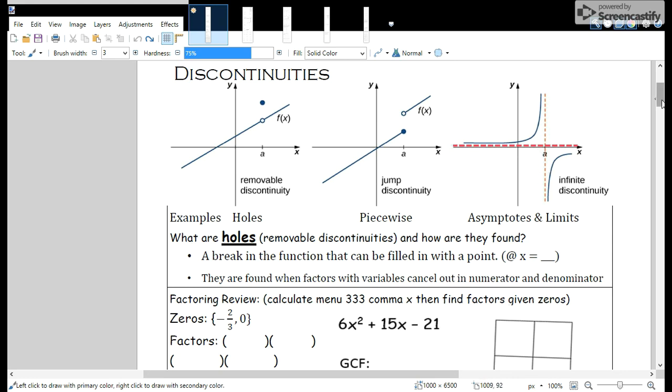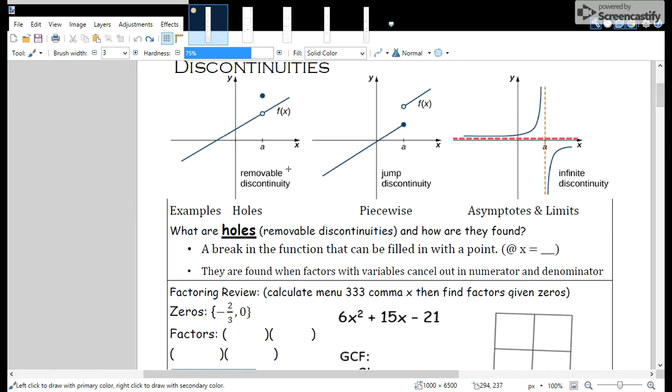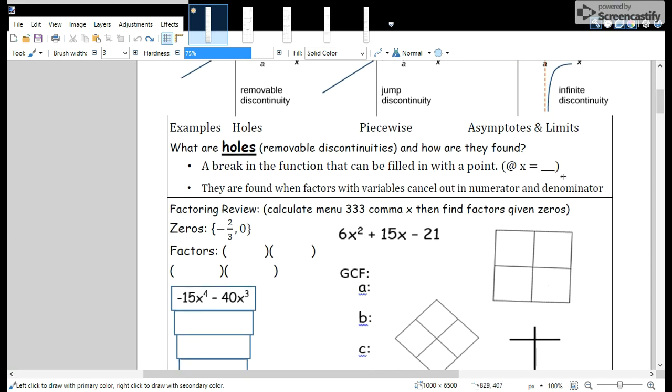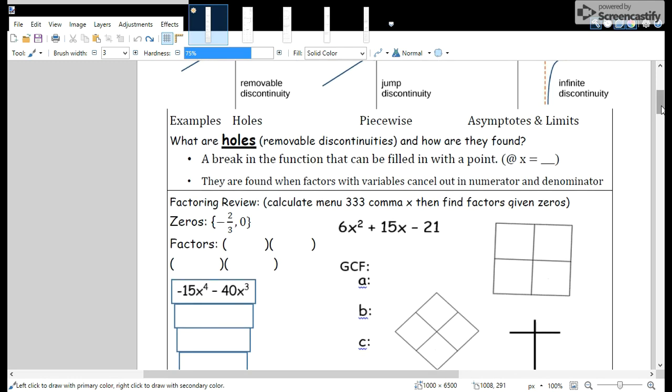So on this first page, we're going to talk about holes, or removable discontinuities. It says, what are holes and how are they found? It is a break in the function that can be filled in with a point at x equals some number. They are found when factors with variables cancel out in the numerator and denominator. Once they cancel, you set that factor equal to 0, and then you solve for x. That's what would go in these blanks.